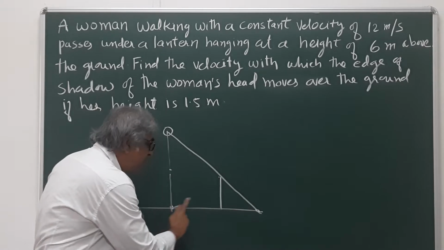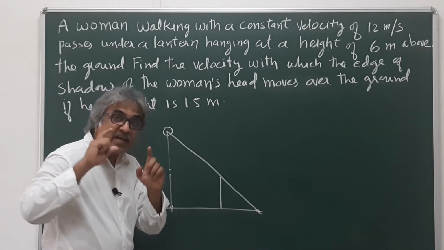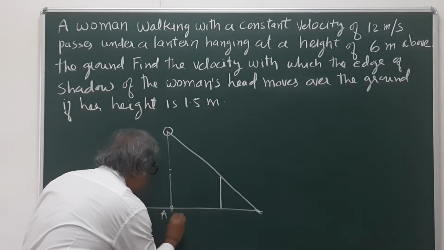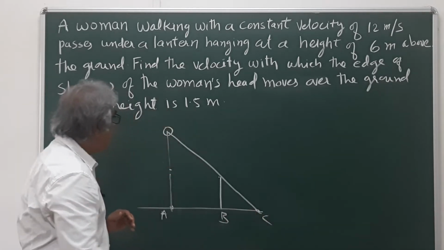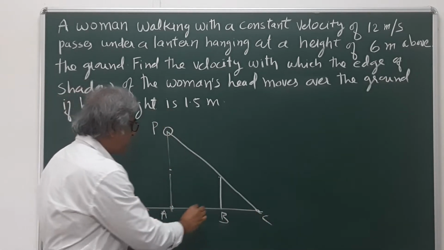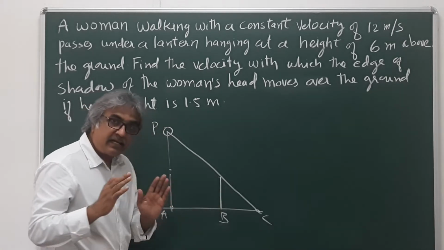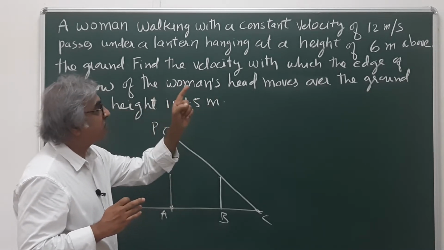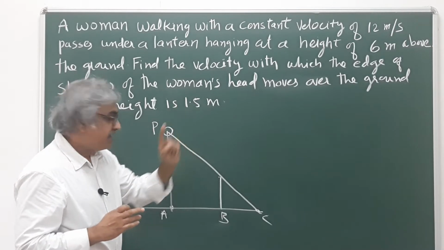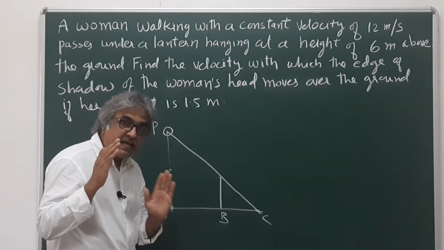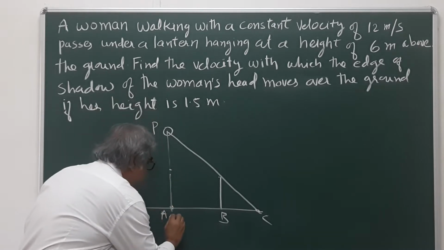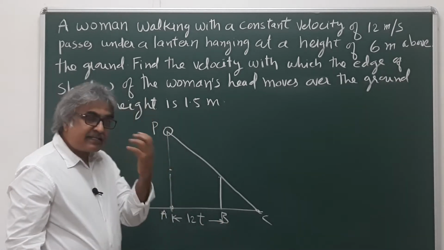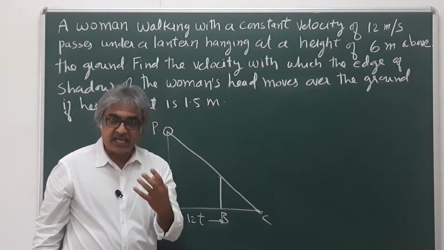So the shadow has traveled from here to here in time t, whereas the woman has traveled from here to here in time t. Let me say this point is A, this is B, this is C, and this is P. Her velocity is 12 meters per second, so the distance she has traveled in time t is 12t. Let's say the shadow has velocity v.